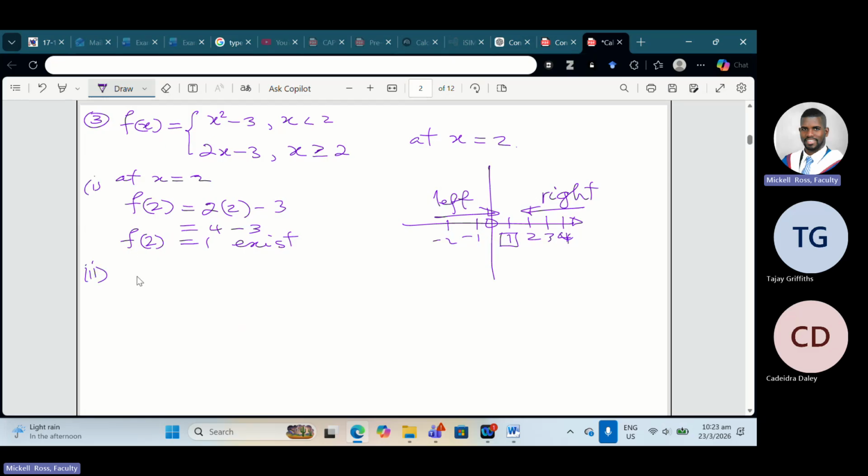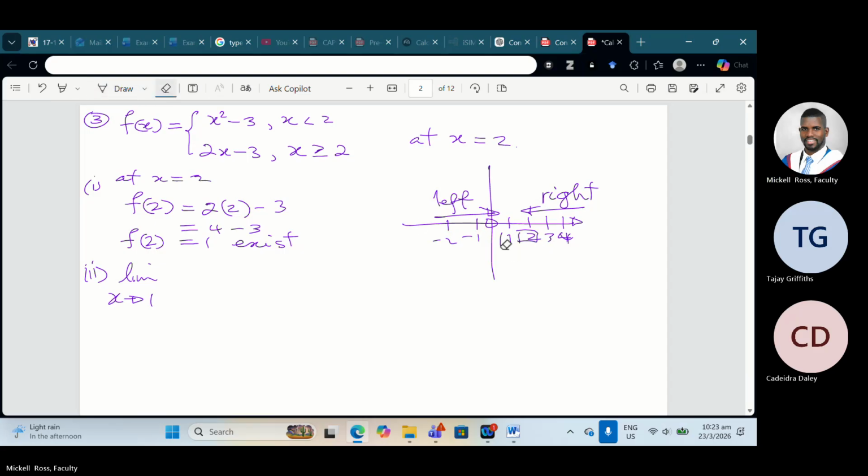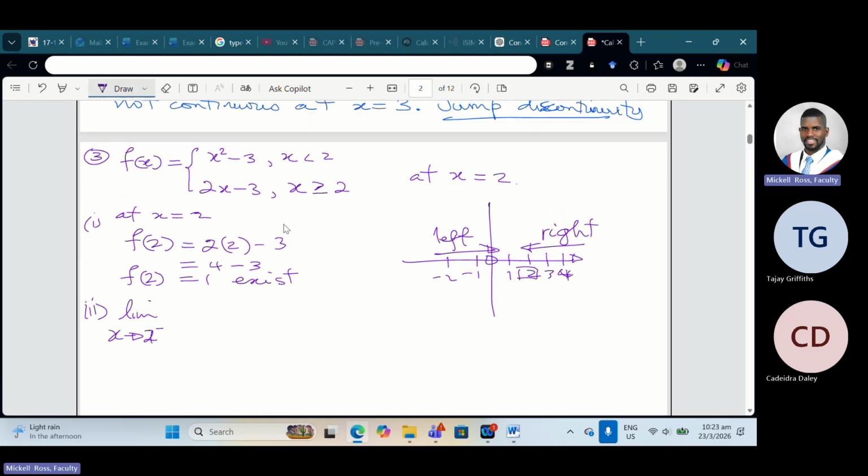Then part 2 is to find the limit as x approaches 2. So this is the number 2 we're using. As x approaches 2 from the left hand side, that means I have to use this function. Why am I going to use this function? Because all values that are less than 2 are on the left hand side. So that's why I'm using this function.